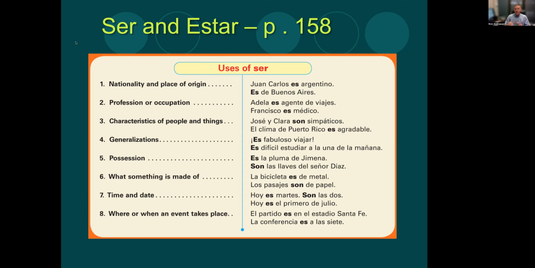Time and date, number 7, you've all seen that. Hoy es el miércoles. Hoy es el 11 de octubre. So time and date with ser. And then when or where an event takes place. So ser is used for location of events. El partido de fútbol es en el estadio. The football game is in the stadium. It's an event, and that's telling where and when that's taking place. So those are the general uses of ser.